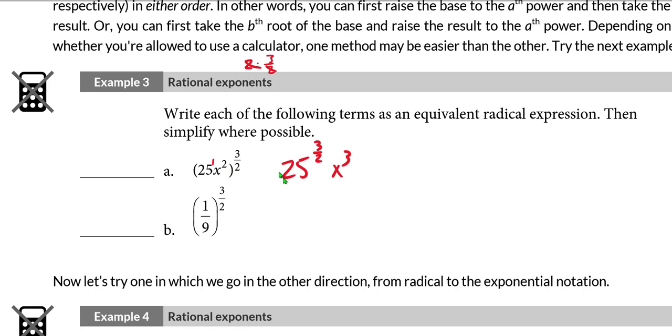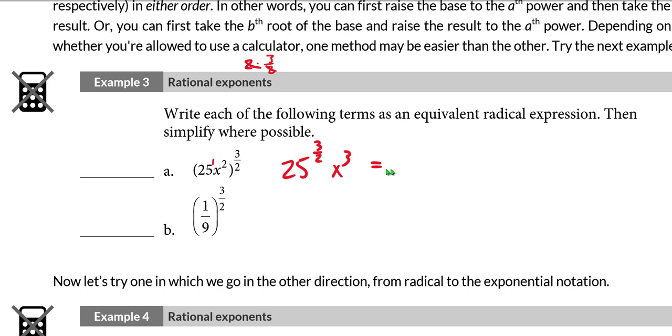So what I was saying before is we could cube the 25 and then take the square root. If you know what 25 cubed is, more power to you. If you know what the square root of 25 cubed is, well, then you're a genius. What I would do here is take the square root of 25 first and then cube the result.